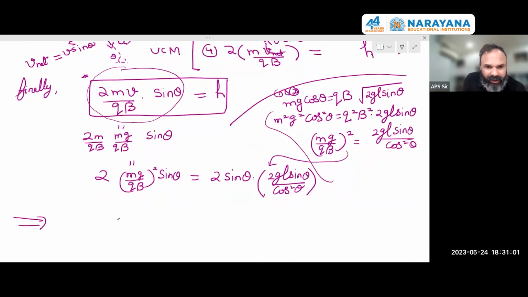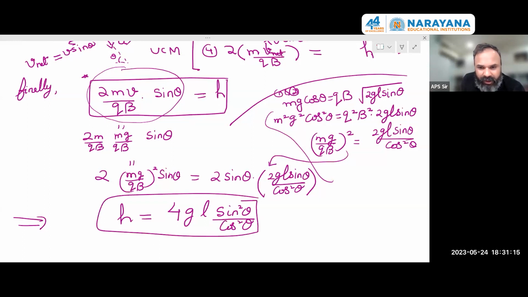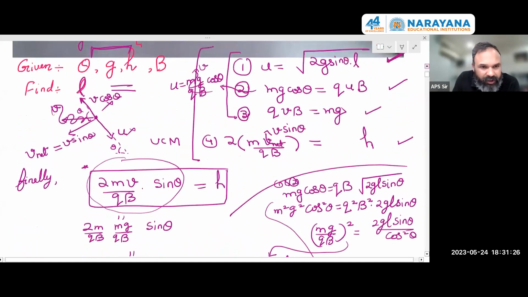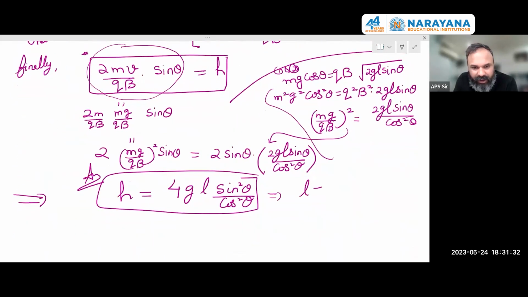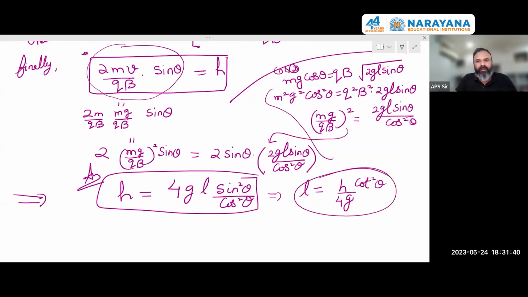So I'm getting h as 4gl sine square theta upon cos square theta. And I think this will be your answer, because theta and g are given, and out of h and l, one term was given to you and the second was required. So I think you have to sort out what is the value of L. So you'll get L as h upon 4g, I'm having a cot square theta. You will definitely get your result.